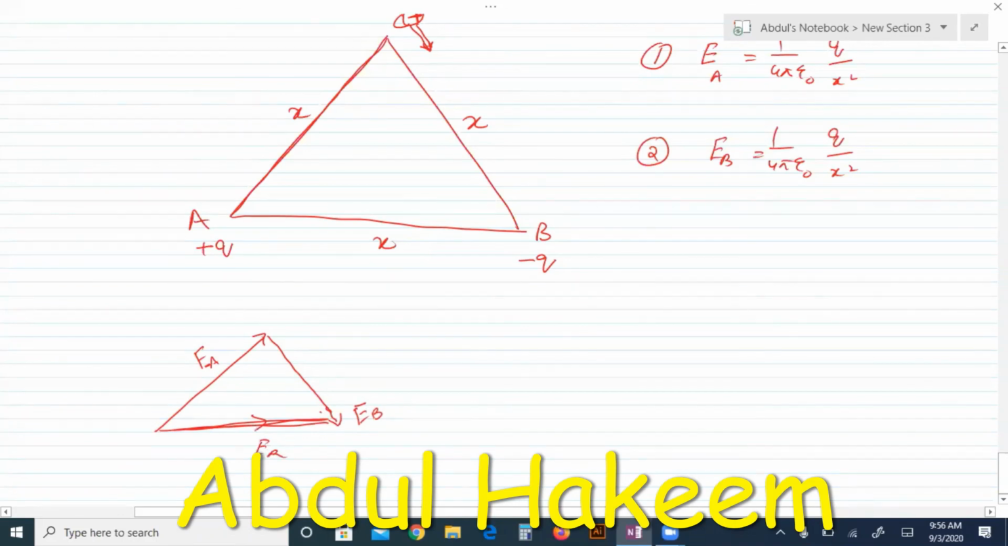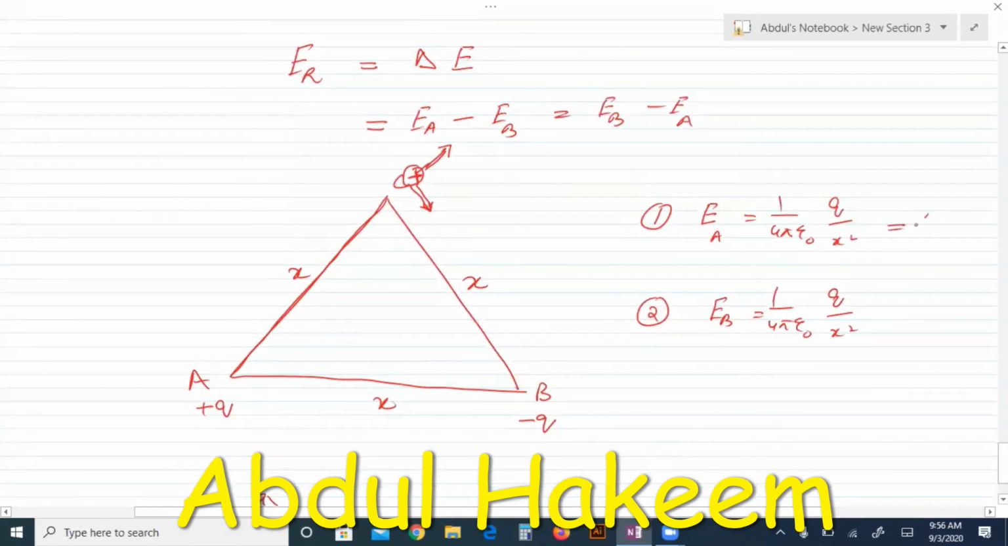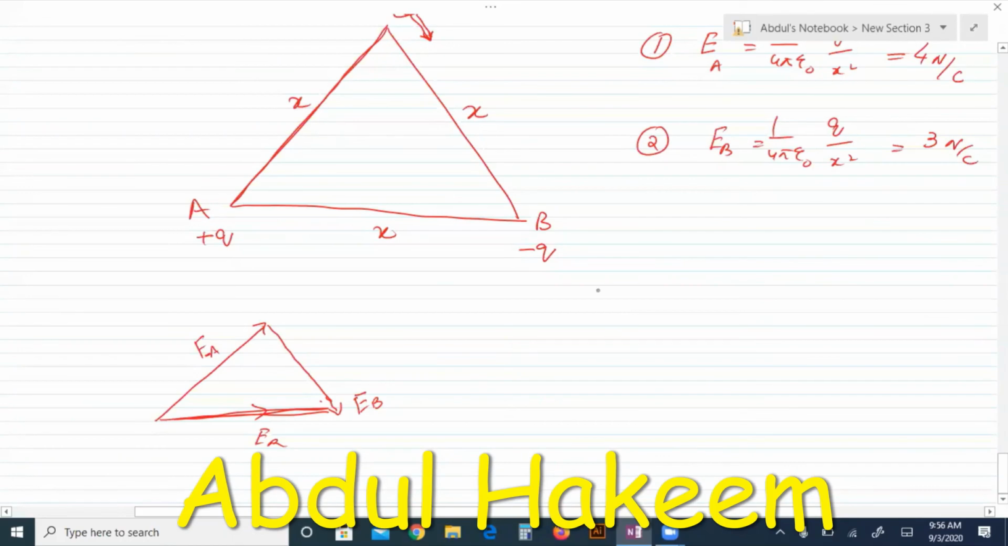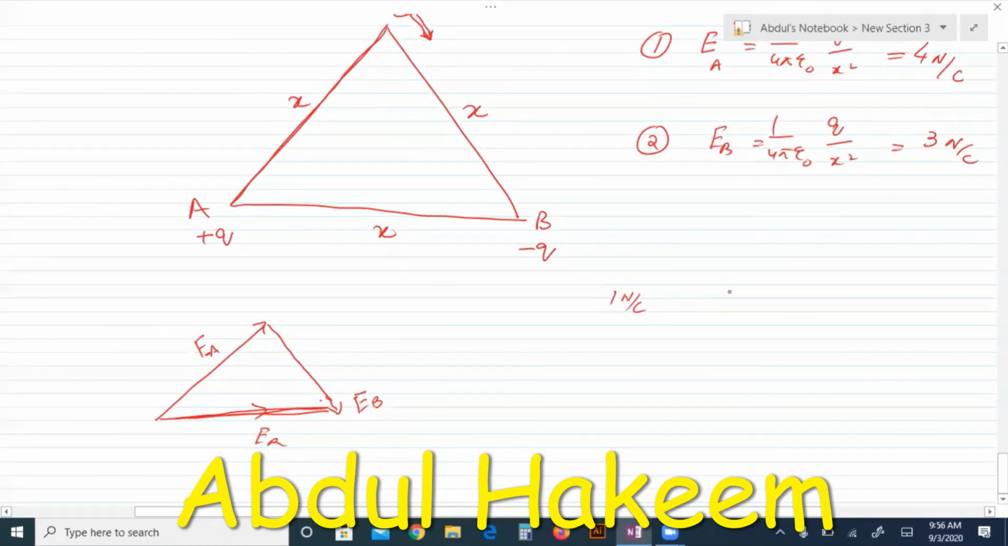For example, this answer is coming 4 Newton per coulomb, and this is coming, suppose, 3 Newton per coulomb. We will write here the scale. 1 Newton per coulomb is represented by 1 centimeter. So this is 4 centimeter, this is 3 centimeter. Then we will measure this resultant because electric field strength is a vector. So we will add them by head to tail rule. So this is very, very important.